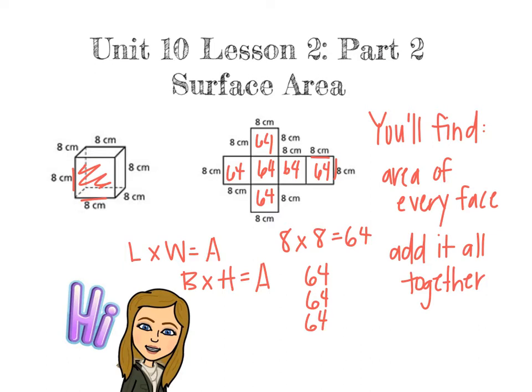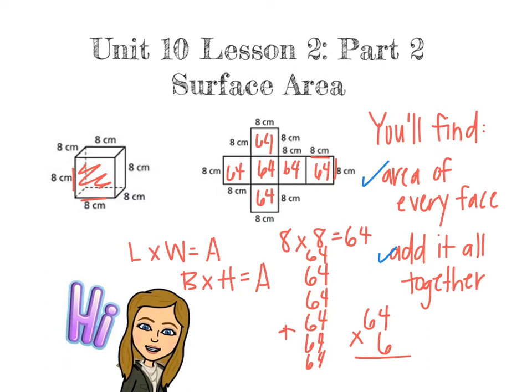Remember, I'm on the next step now. I first found the area of every face, and now I have to add it all together. So I can add 64, like I said, 6 times. Or I can take 64 times the number of faces, 6. Now again, this is a trick that will only work for cubes. So I'm going to use the multiplication since it's a faster method.